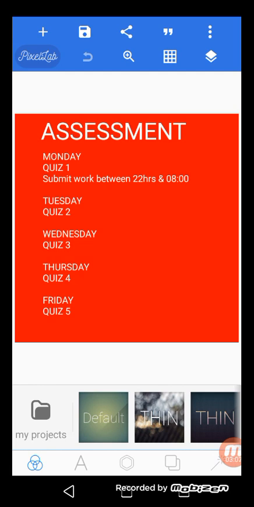So Monday, quiz number one. Quiz number one will be less difficult. Tuesday, quiz number two. It will increase the level of difficulty. Quiz number three, Wednesday. Quiz number four, quiz number five. Quiz number five will require you to apply critical thinking in the way you answer questions. So this is how we are going to progress, or these are the rules of engagement.